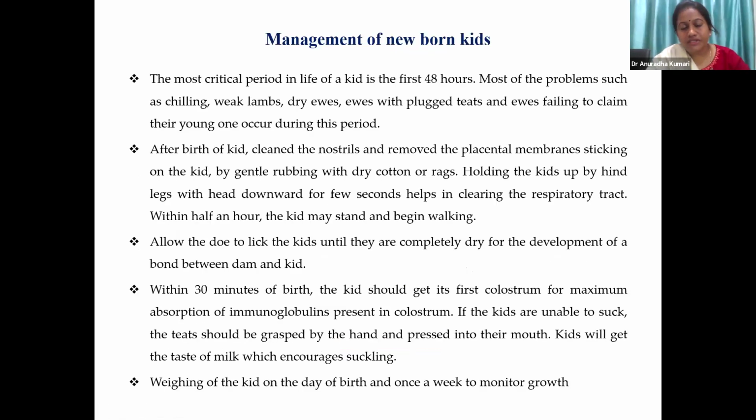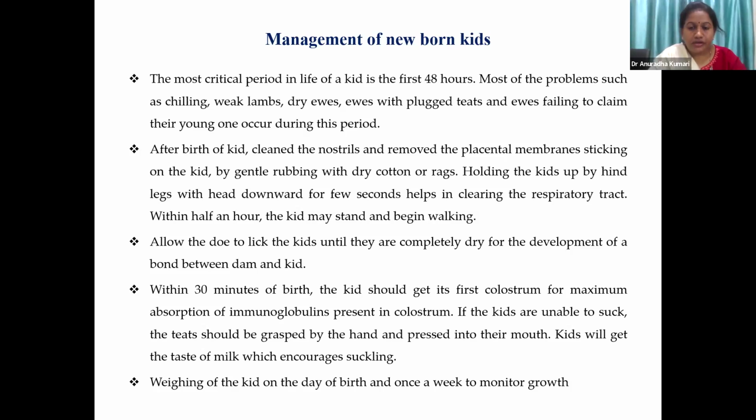Now we are moving our discussion after the care and management of doe. What should be the different care and management after the arrival of kids to prevent kid mortality? The first 48 hours are the most critical period for the life of the kids. Immediately after the birth of the kid, clean the mouth, nose, and throat of the kid to remove the mucus.